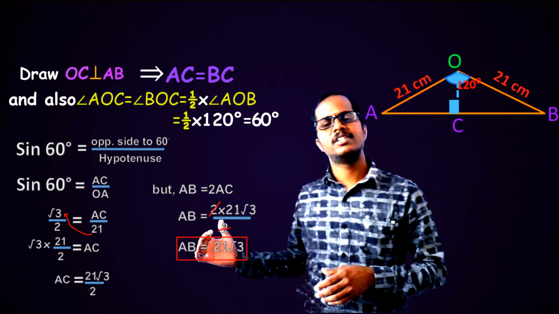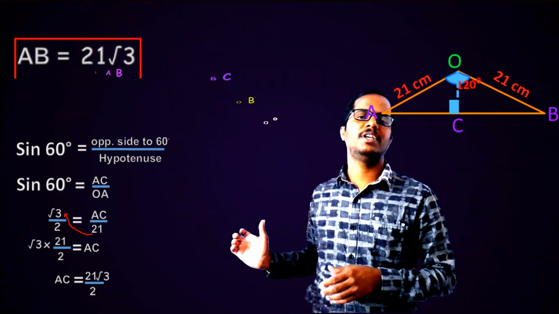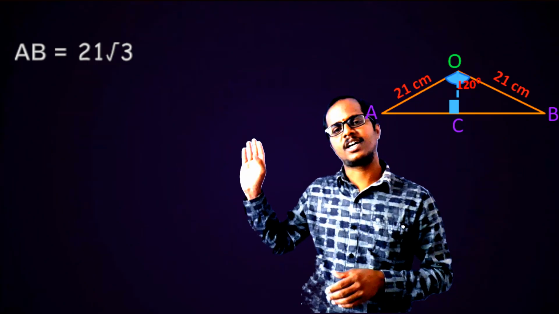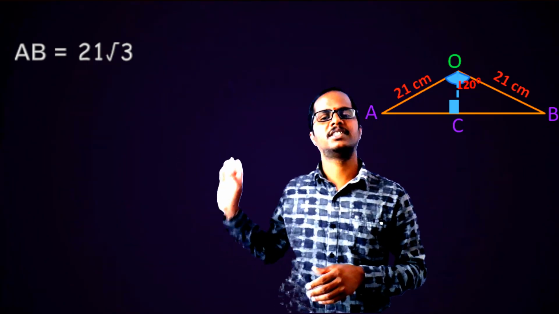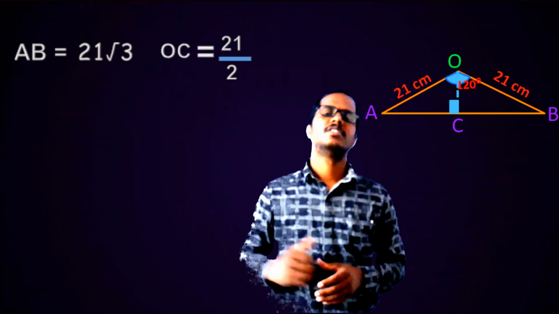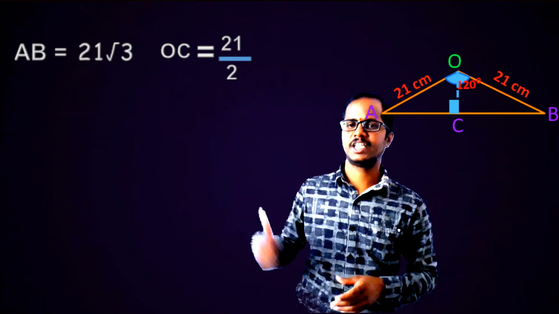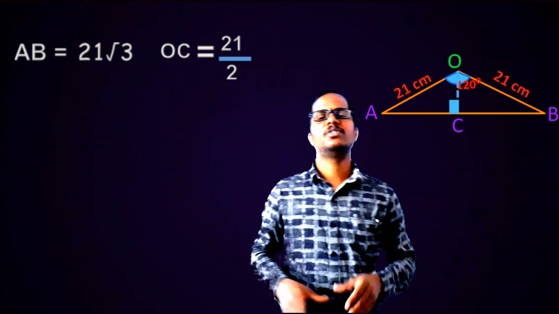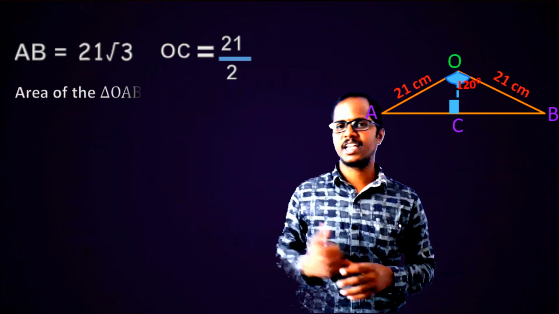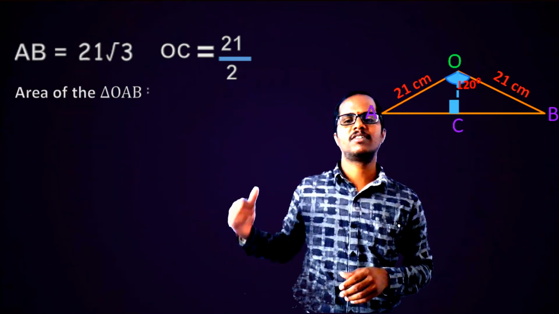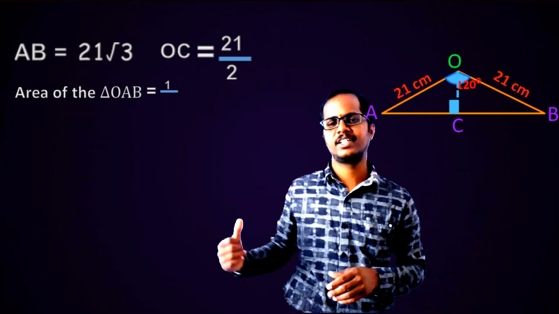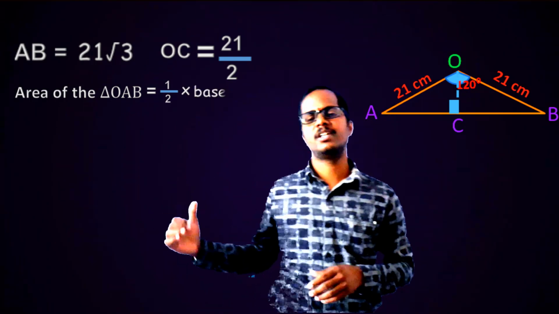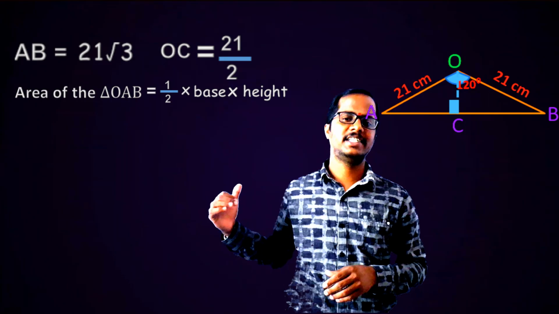Now we have the length of AB, and also we have the corresponding height of AB, that is OC, equals 21 by 2 centimeters. Now we can find the area of the triangle OAB. So let us write the area of the triangle OAB. Area of the triangle OAB equals half into base into height. Here we are considering AB as the base, and its corresponding height is OC.